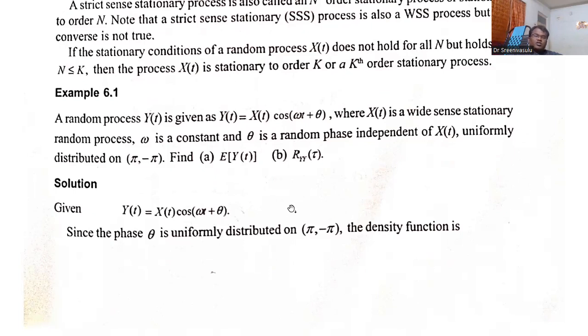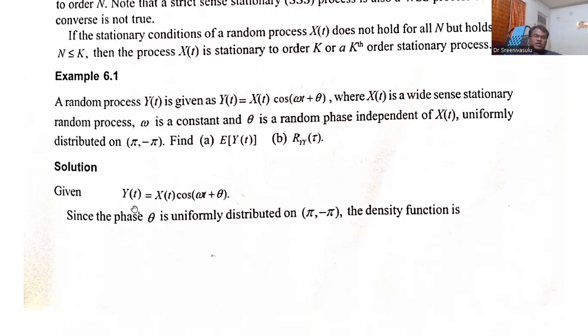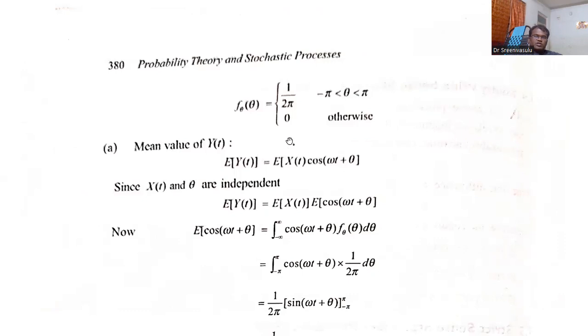First, observe the given random process: y(t) = x(t) cos(ωt + θ). Here, θ is an independent variable, and it is uniformly distributed over the interval from −π to π. So, consider the uniform density function f_θ(θ) = 1/(2π) in the interval −π to π, and 0 otherwise.